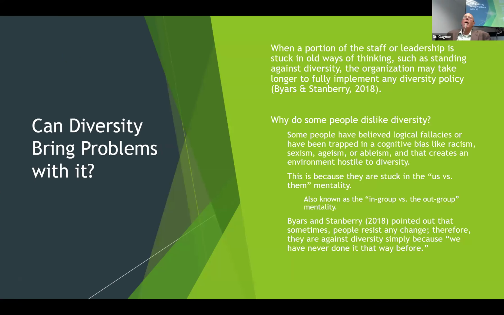Can diversity bring problems with it? When a portion of the staff or leadership is stuck in old ways of thinking, such as standing against diversity, the organization may take longer to fully implement any diversity policy. Why do some people dislike diversity? Some people have believed logical fallacies or have been trapped in a cognitive bias like racism, sexism, ageism, or ableism that creates an environment hostile to diversity.